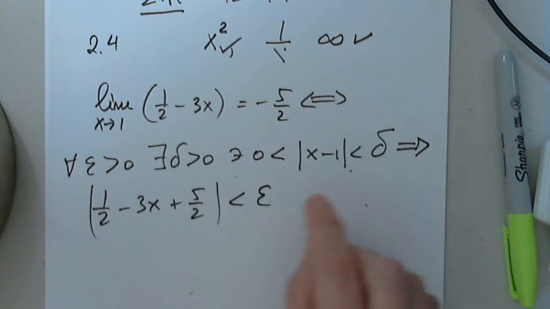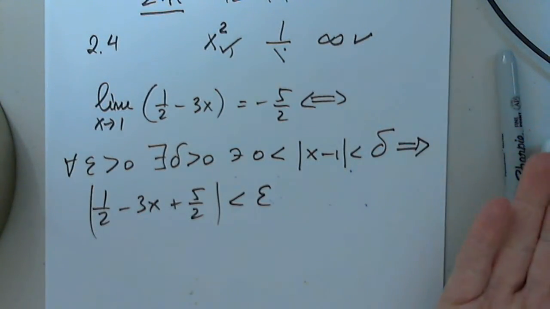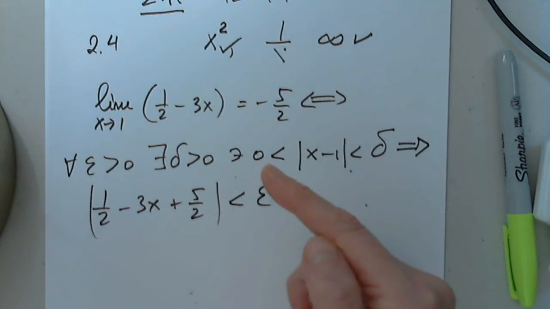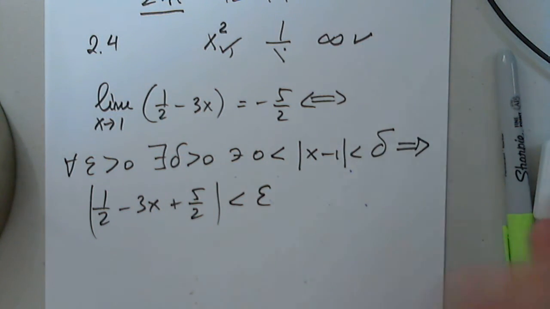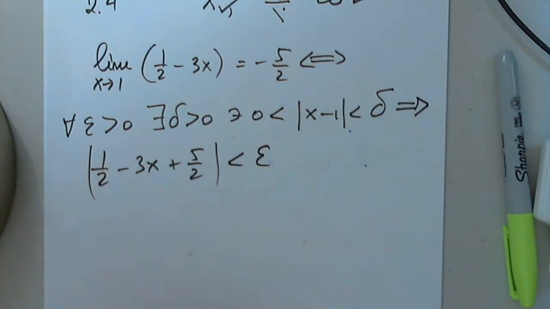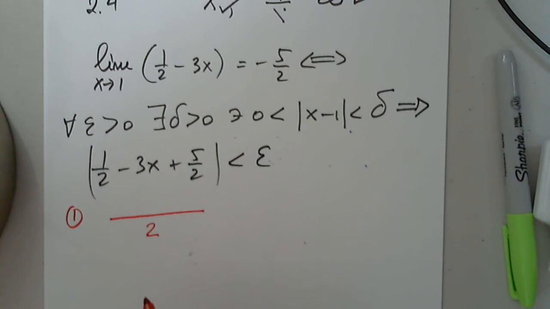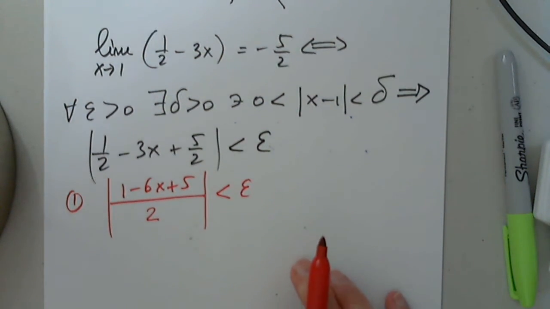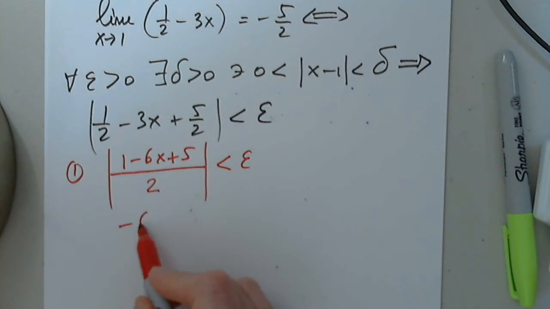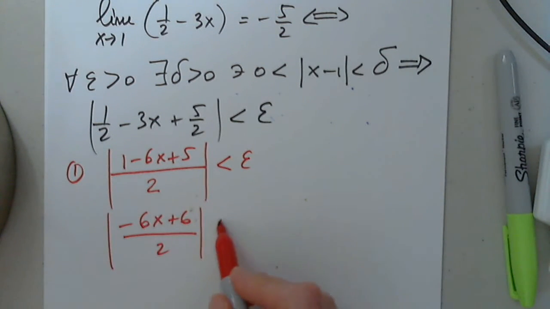Once you make this one look like this, in other words, what? X minus 1 on the left-hand side, and whatever you get on the other side will be delta. That's all it is. Okay? So our first step, of course, I have to find the least common denominator. So I have the absolute value of 1 minus 6x plus 5 less than epsilon. Then I have the absolute value of negative 6x plus 6 over 2 less than epsilon.